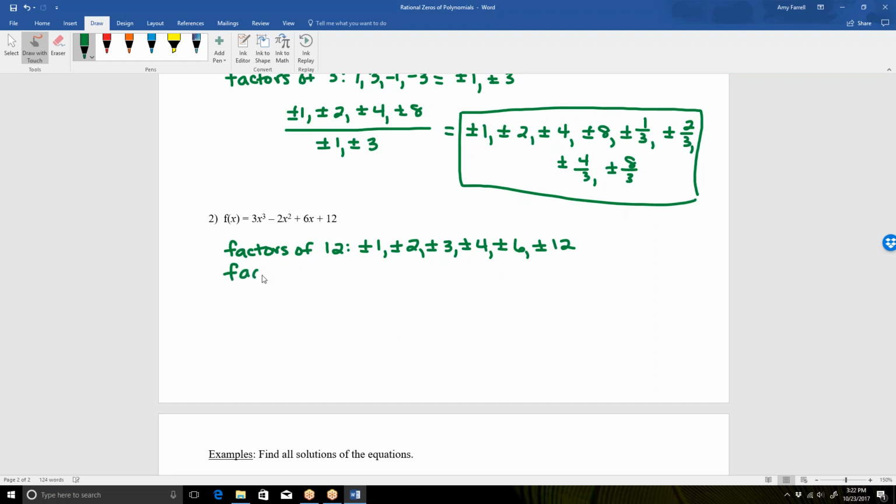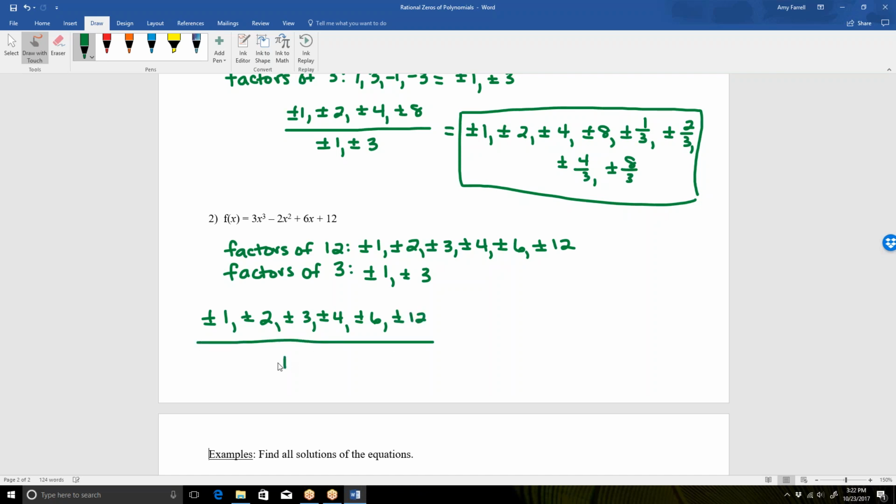Our leading coefficient is a 3 again. So the factors of 3 are plus or minus 1, plus or minus 3. To get a full list of potential rational zeros, we're going to put the factors of the constant in the numerator. Then the factors of the leading coefficient go in the denominator. And we'll go ahead and simplify this.